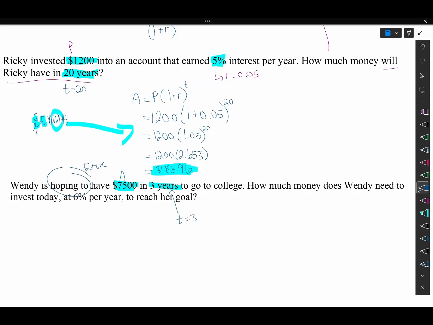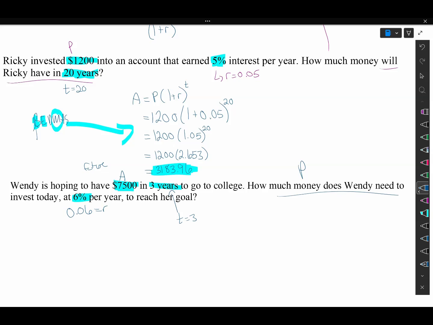To go to college, how much money does Wendy need to invest today? Okay, how much needs to be invested today? That's a p-value. The amount that's invested today at 6% per year. There is our interest rate, except we need to make sure we change that to a decimal. 0.06 is our R value to reach our goal.